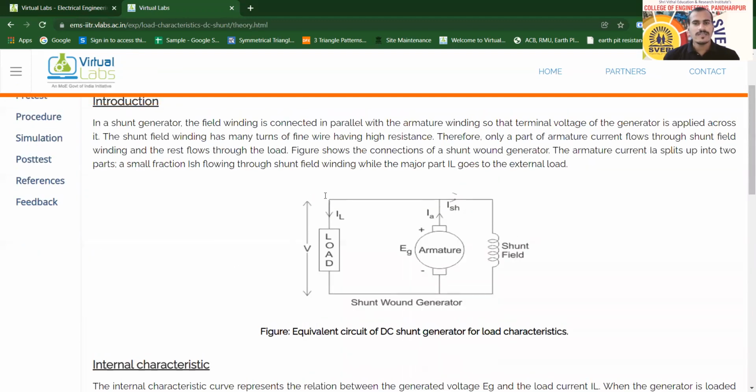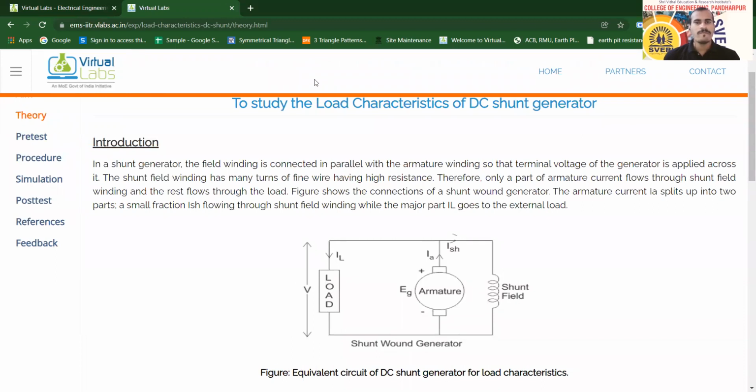Here you can see the figure, the equivalent circuit of the shunt wound generator. This is the field winding, and it is connected in parallel with the armature winding. Whatever the terminal voltage V is, as both are connected in parallel, the voltage appearing across the load also appears across the armature winding as well as the shunt winding.